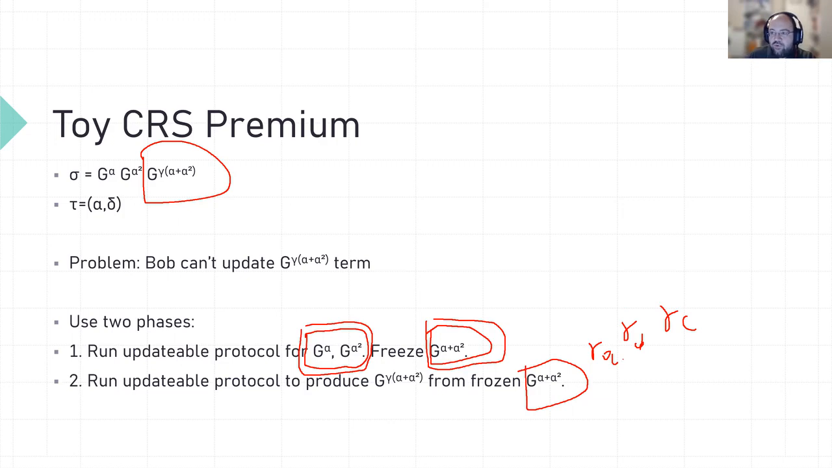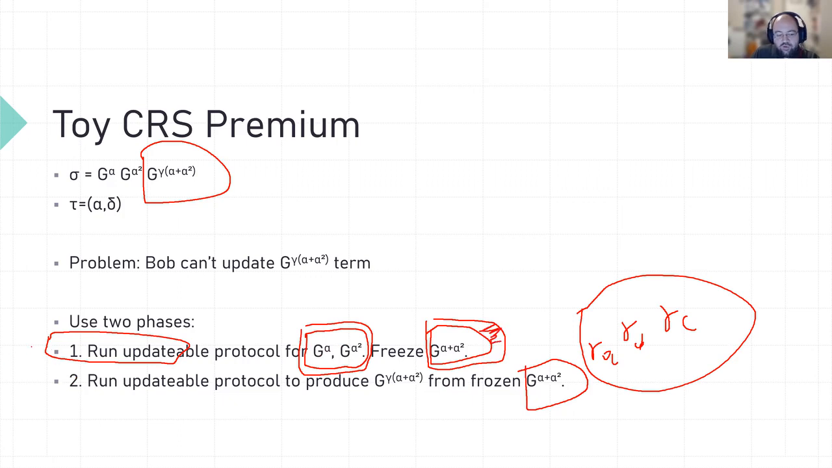So this runs over two phases. And the issue with this is that once we have frozen this value, we can no longer run updates for this. So if we have this first part that was contributed by 3 people, Alice, Bob, and Carol, and then Dave comes along, Dave is not able to pick up from this point because this value will have been preset.